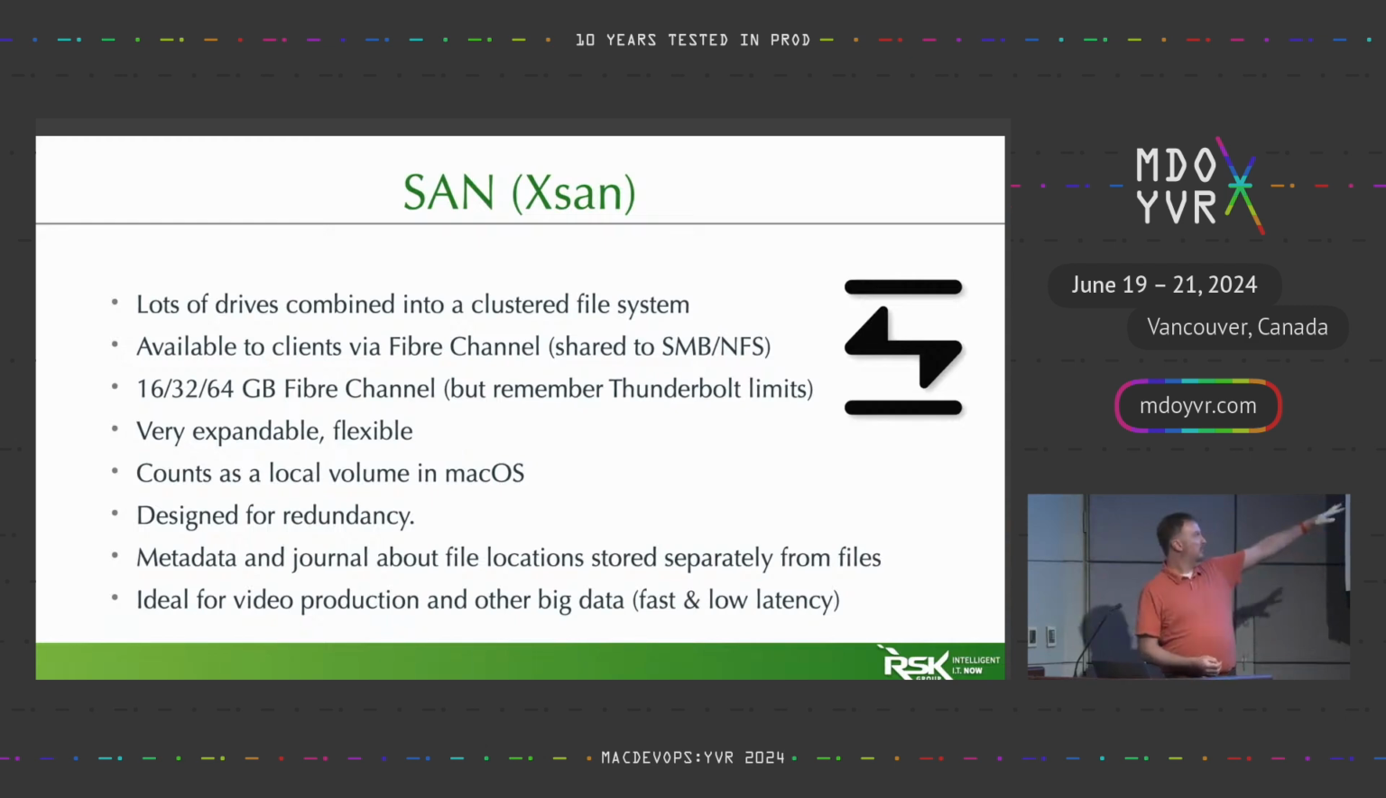Talk a little bit more about the metadata journal, but this is a clustered file system, so it's not just like a regular hard drive where there's some information about the data and then all the data is just right there next to it. We'll see that we can separate that out, and that gives us some more speed benefits. So really, this is ideal for video production, definitely. But any big data where you need fast, low latency access to it.